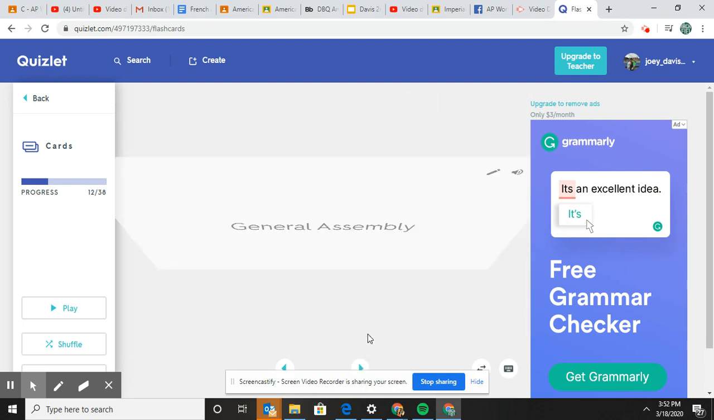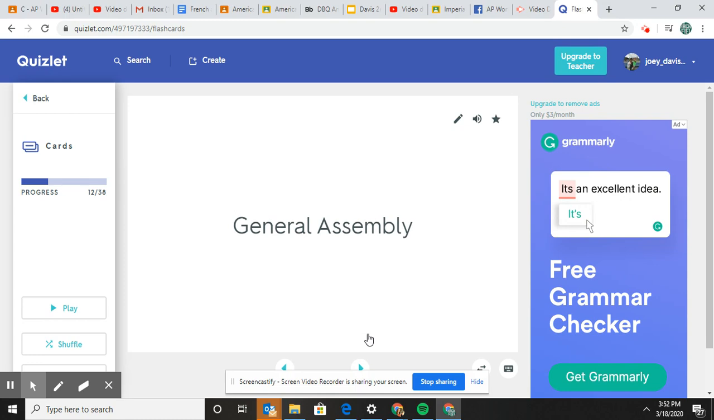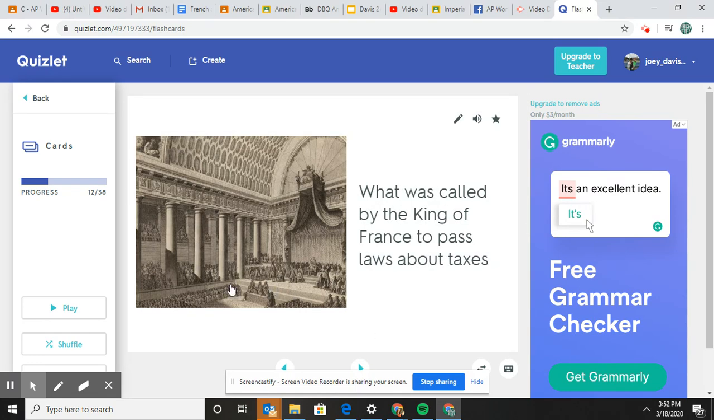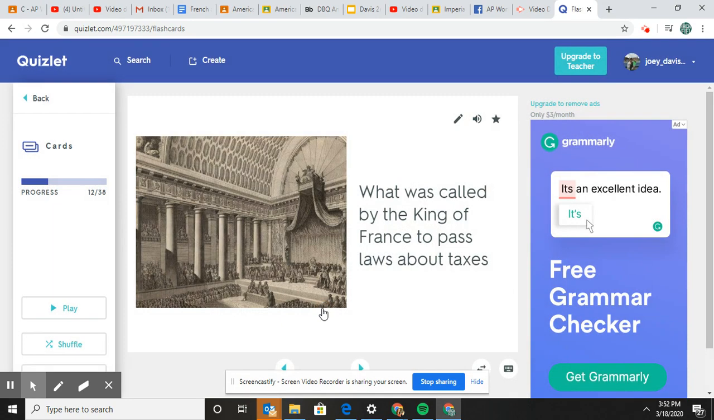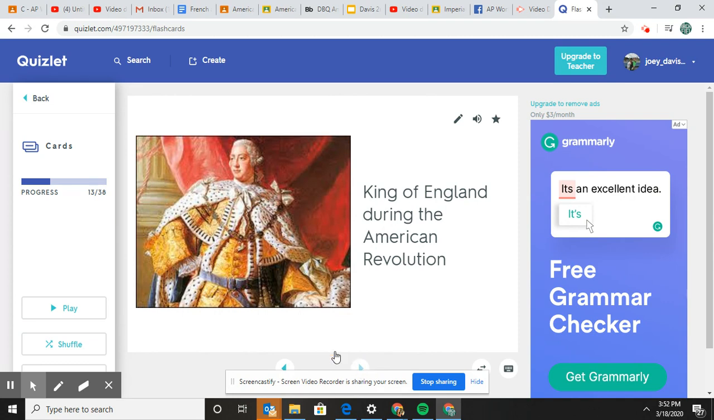This is the General Assembly. So the General Assembly, it is different from the Parliament. England has a Parliament where they meet pretty regularly back in this time period. The General Assembly was only called into session if France wanted to pass a tax. That's what it looked like, but it was not a regularly scheduled meeting.